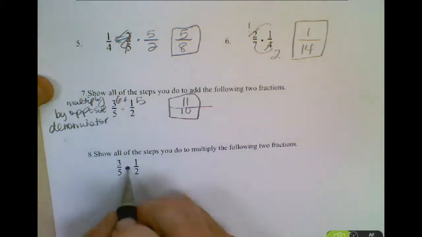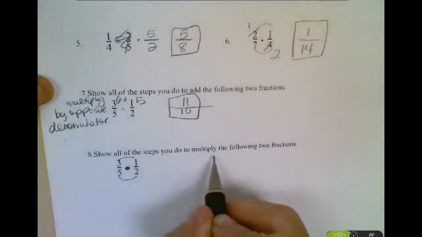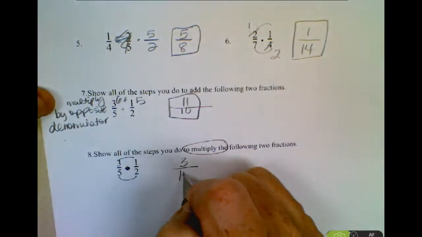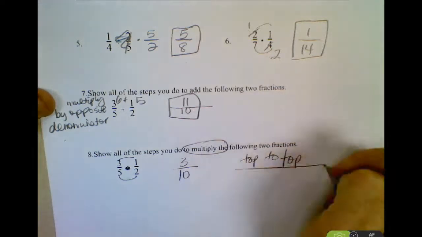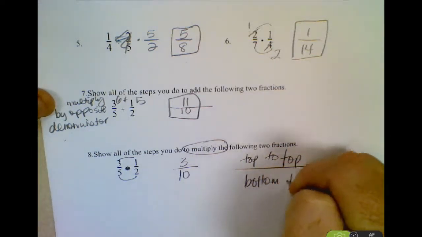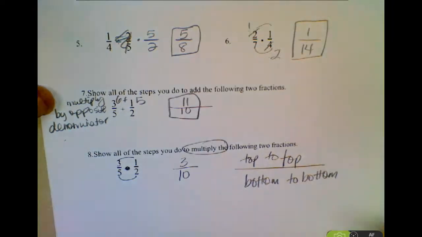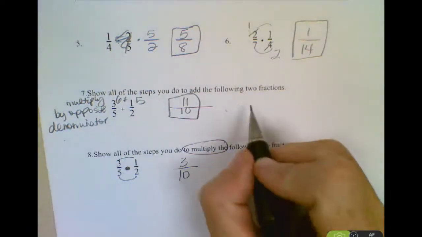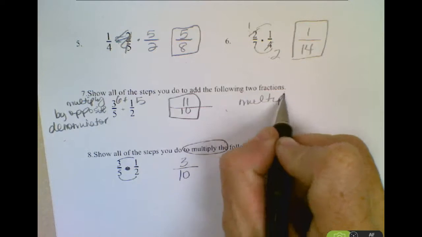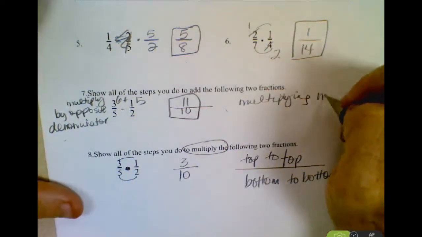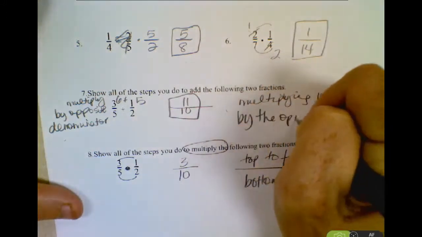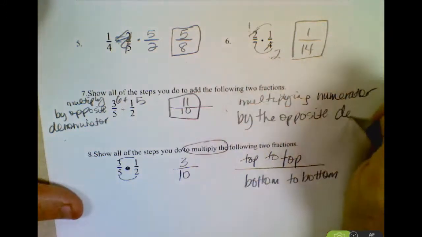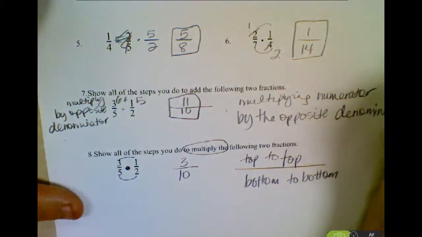This should be a multiplication on this one. When we're multiplying them together, we're just multiplying top and bottom. So this is multiply. You would get 3 over 10. So you multiply top to top, bottom to bottom. Rational expressions are going to follow the same trend. Back here on number 7, we were adding. You're multiplying the numerator by the opposite denominator. So that's why we're multiplying on the diagonal. Okay? All right, next page.